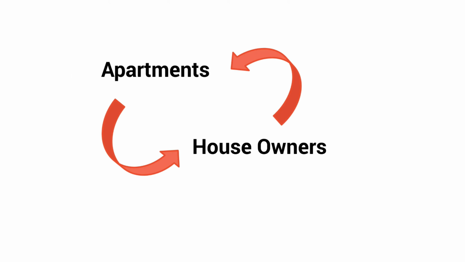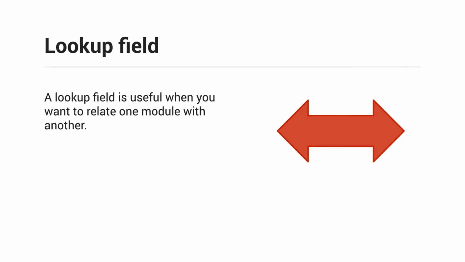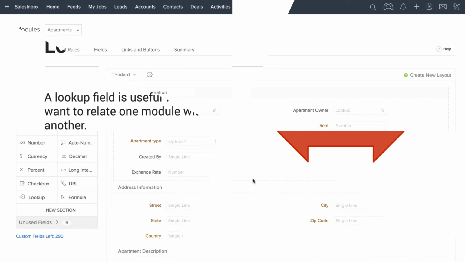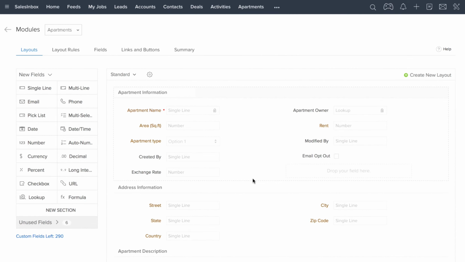So as you can see, these two modules, Apartments and House Owners, are linked with each other. This link is possible through the House Owner field in the Apartments module. So this is what we call a lookup field. A lookup field is really useful when you want to relate one module with another. So let's go ahead and look at how to create a lookup field.